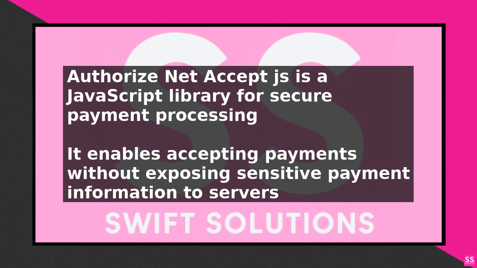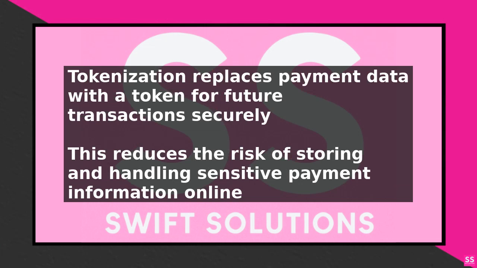To implement Authorize Accept.js, you need to create a payment form on your website, load the Accept.js library, and then use it to generate a payment token. This token can then be sent to your server to complete the payment transaction.